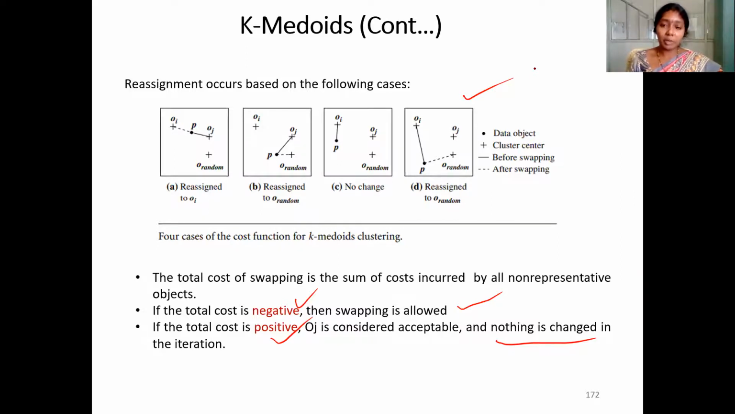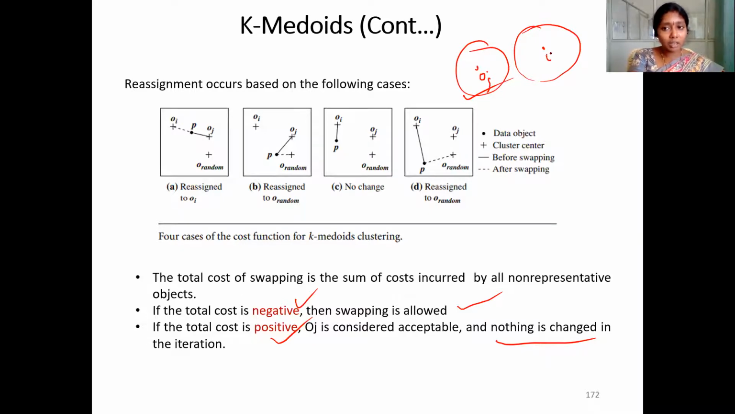All these cases are very familiar to you, but here they have a representation to understand much better. For example, suppose you have 2 clusters, and here is a representative object. Consider this is a representative object. In k-medoids, the representative object is indicated with oj.